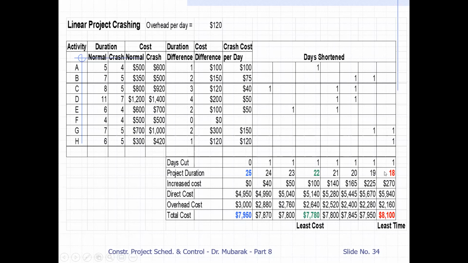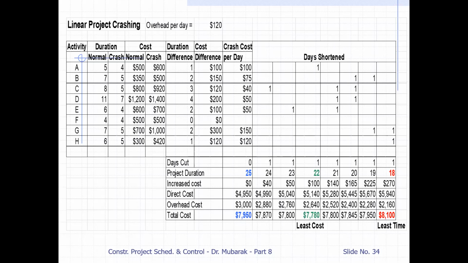It's how much maximum duration we can reduce, and then how much cost will increase. Okay, so with 18 days the cost will be 8,100, but with 22 days the cost will be minimum. So this is the way we have to find the least cost and optimum time.